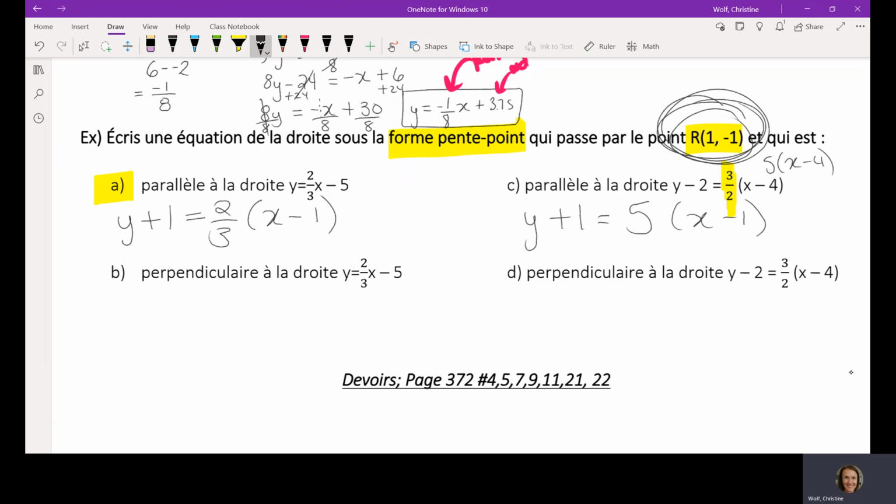Yeah, OK. So pour B, c'est y plus 1, we know that for sure, and then x moins 1, we know that for sure. Si c'est perpendiculaire à cette droite ici, c'est exactement l'opposé. So je trouve la réciproque qui est 3 sur 2, and then je change le symbole, right? Et enfin, est-ce que D est le même? C'est 5 aussi.